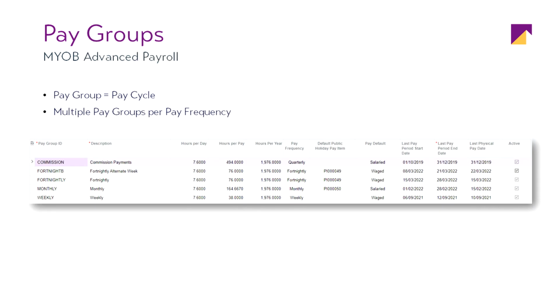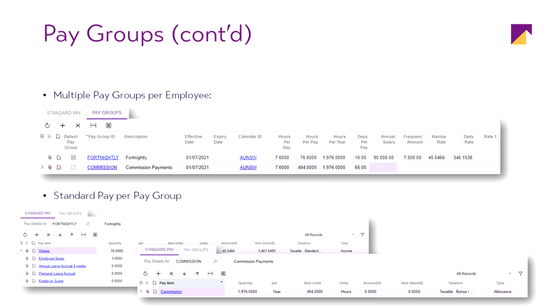In MYOB Advanced Payroll, we use pay groups. A pay group is a group of employees that are paid at the same time in the same pay cycle. For example, you could have 2 fortnightly pay cycles running on alternating weeks. Each fortnightly cycle would be a separate pay group containing the employees paid in that fortnightly cycle. Employees can also be linked to multiple pay groups. Each pay group the employee is linked to has its own standard pay. This means that, as a standard template, employees could have different standard items in different pay groups.